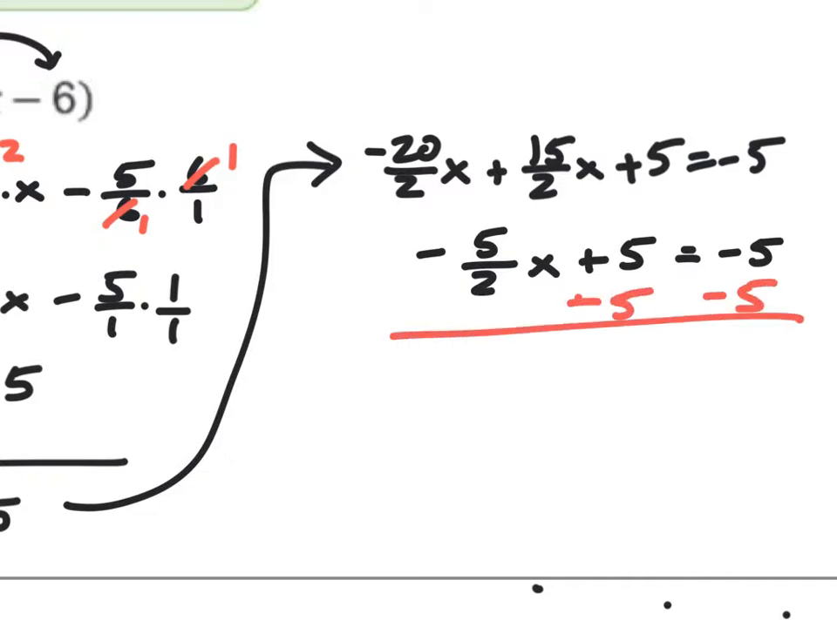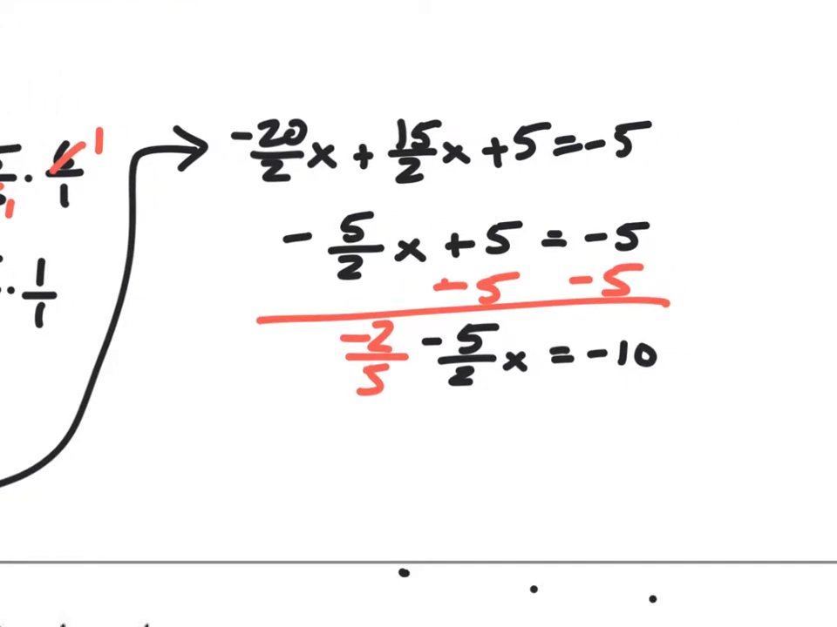Okay, get all my numbers on the right side. So I've got negative 5 halves x, and that's equal to negative 10. I'd like to divide by negative 5 halves, but algebraically, I don't know how to do that. So when I have a fraction like this, I have to multiply by its reciprocal. So I'm going to multiply by negative 2 over 5. And here I'm going to do times negative 2 over 5, and I'm going to put this negative 10 over 1.